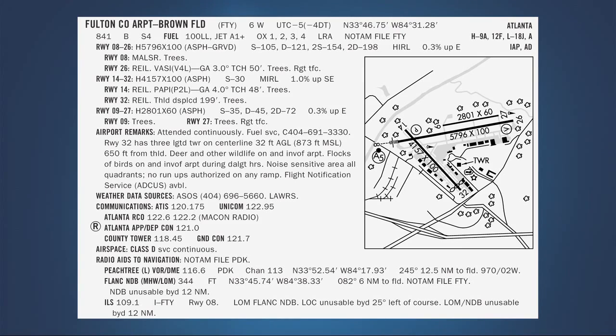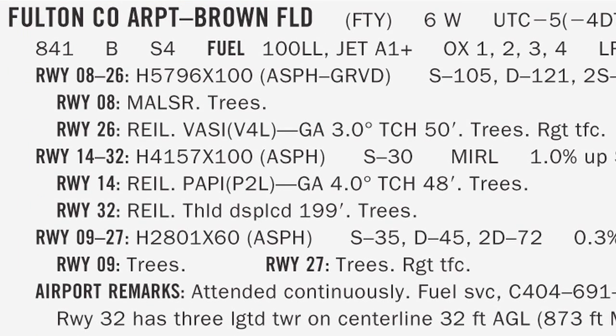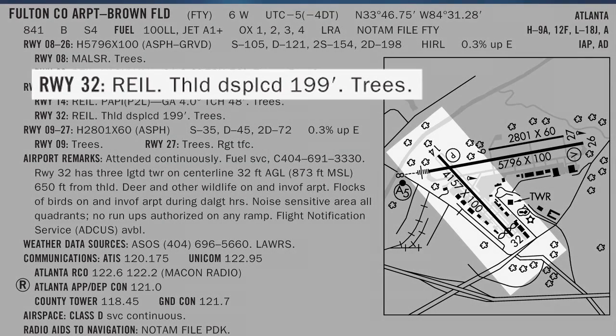For runways without published declared distances, these distances may be assumed to be equal to the physical length of the runway. If the runway has a displaced threshold, then the landing distance available is assumed to be the runway length less the amount of the threshold displacement.